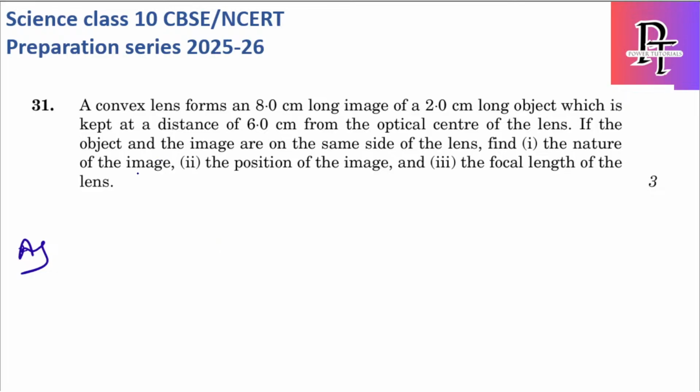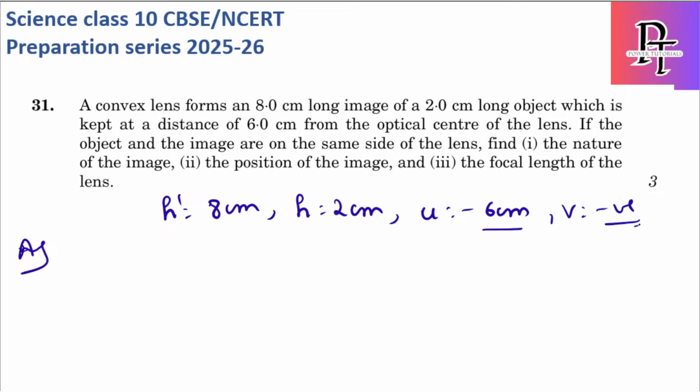Okay, so the lens forms an 8 centimeters long image. So we have h dash value which is 8 centimeters. A convex lens forms an 8 centimeters long image of a 2 centimeters long object. So h is 2 centimeters, which is kept at a distance. Okay, u also we have, which is minus 6 centimeters. If the object and the image are on the same side of the lens, they are saying the v value is also negative. Why? Because object and image are on the same side, means on the left side, because the object is always on the left side. And what is the lens here?